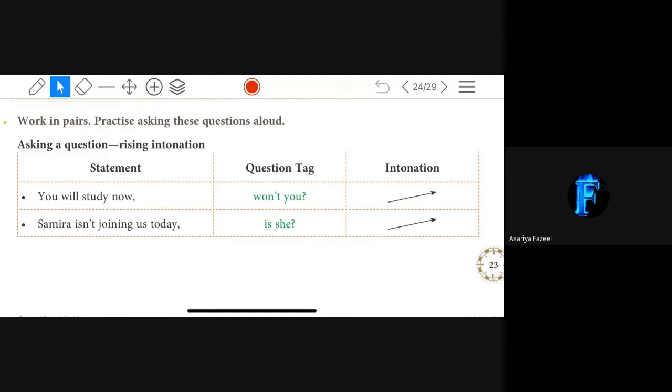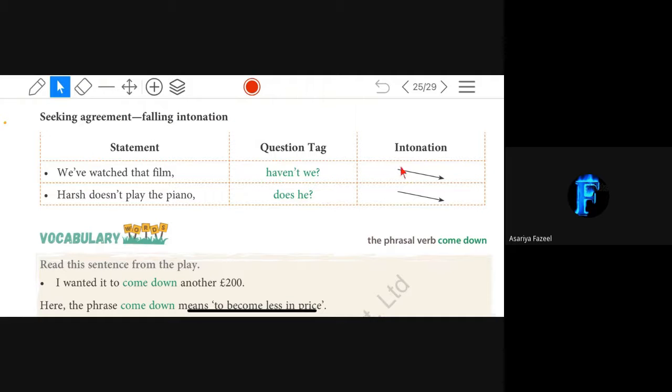Samira isn't joining us today, is she? That is a question tag that has to be read together with the sentence. And see here we have falling intonation, which means your voice should lower down while reading this question tag. But it has to be read with the sentence. It is a whole sentence. We have watched that film, haven't we? Harsh doesn't play the piano, does he?